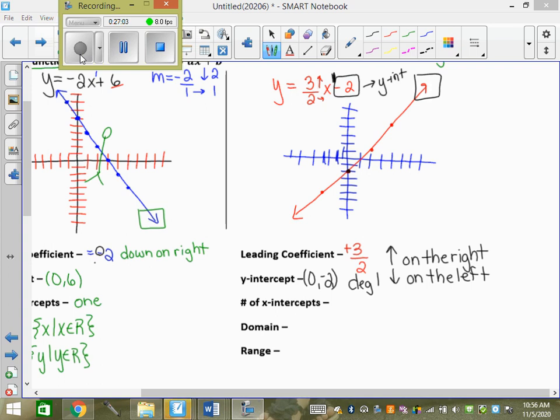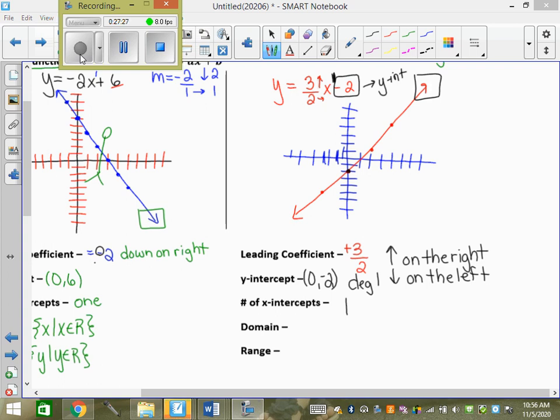The number of x-intercepts is 1. The reason is that it's degree 1, so at maximum I can have 1. And because it's an odd function, I'm discoing, so I'm going to have to cross through at some point, so at minimum I can have 1. So the only option for x-intercepts is 1. If it was 3 over 2 x squared, there could be 2, 1, or 0. We're going to talk about that.